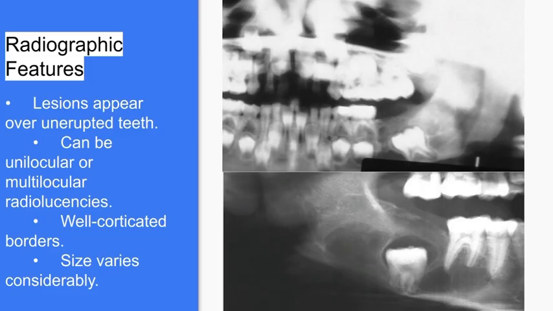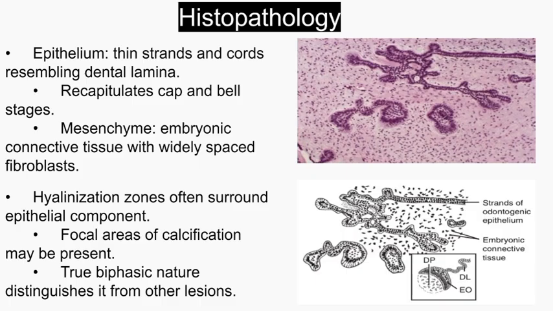Now, coming to the radiographic features. Radiographically, the lesion appears over an unerupted tooth. It can be unilocular or multilocular. The borders are usually well corticated, meaning clearly defined. Size can vary from small incidental findings to larger expanded lesions. So, radiographic features, as I have told, it can be either unilocular or multilocular.